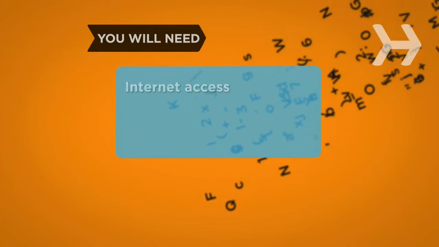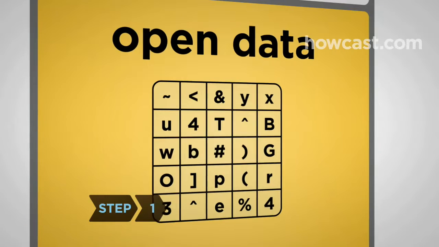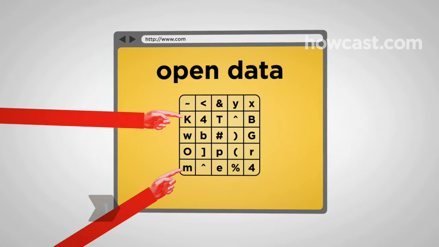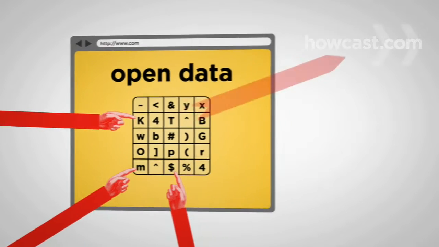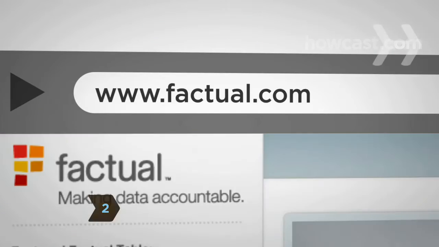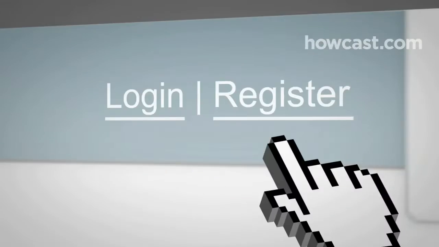You will need a computer with internet access and a website or blog. Step 1. Understand how an open data project works. Users from across the web contribute information that then can be mixed, mashed, and shared in any imaginable way. Step 2. Go to factual.com and create an account to get free access to existing open data tables.